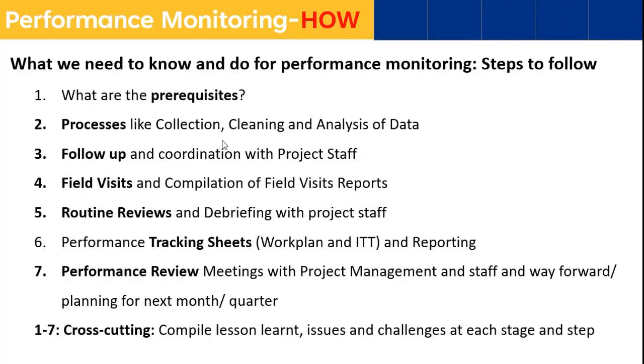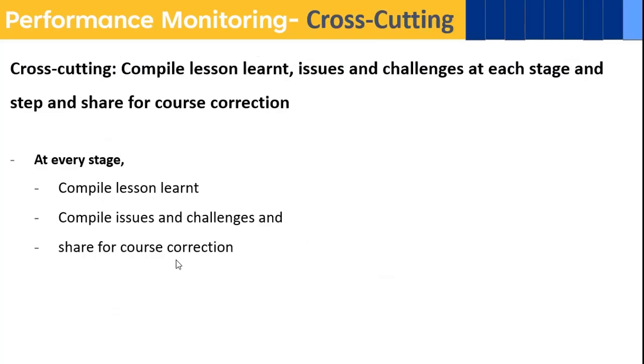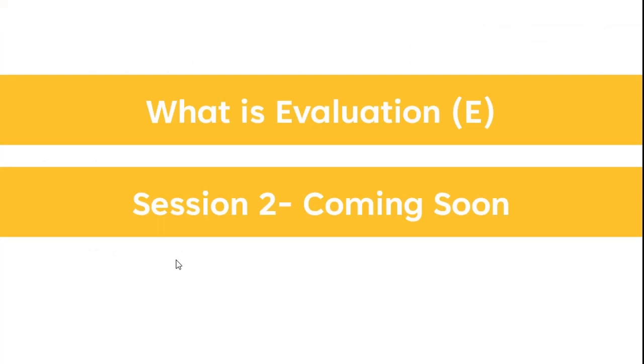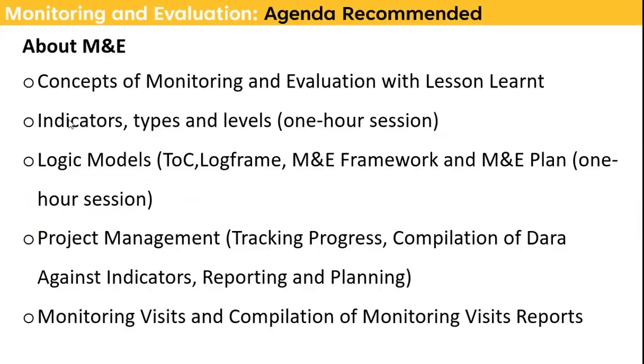So if you follow all these steps, the prerequisites, the processes, the follow up, the field visit, routine review, performance tracking sheet, and then performance review, all these steps are properly planned and done in a proper way, so there is a greater chance of success in the project. Now what is evaluation? The next thing is this, but that will come soon in the next session. But before the evaluation, we will discuss in session indicators, types and levels, logic models, TOC, LogFrame, M&E framework and M&E plan.